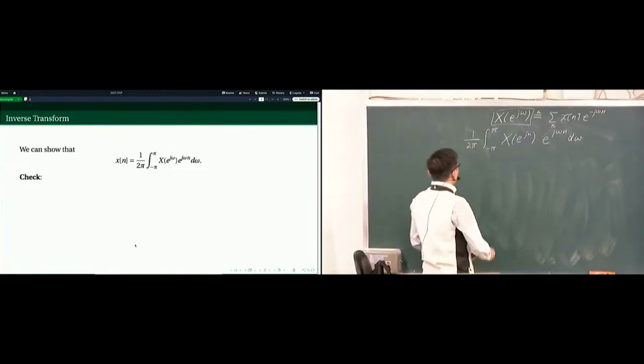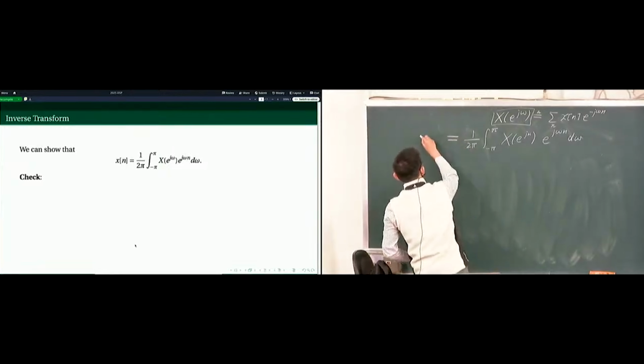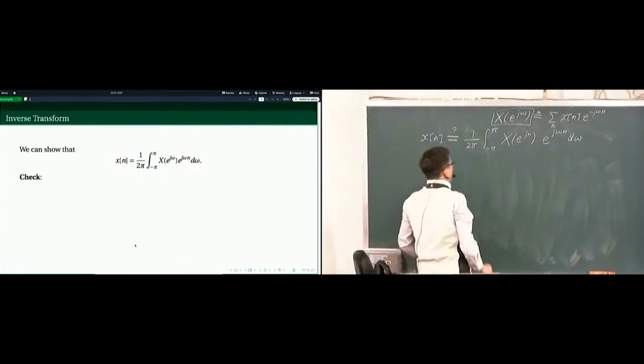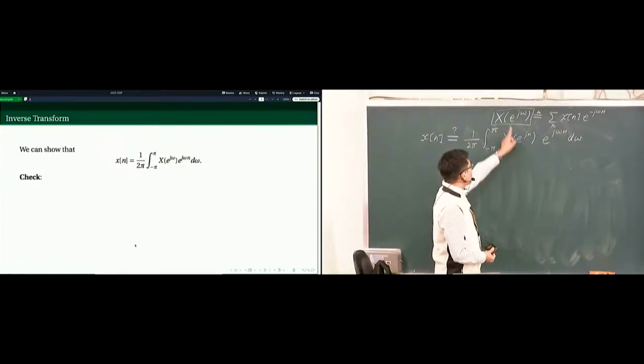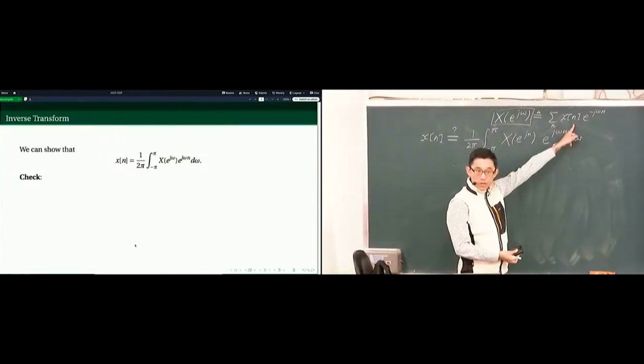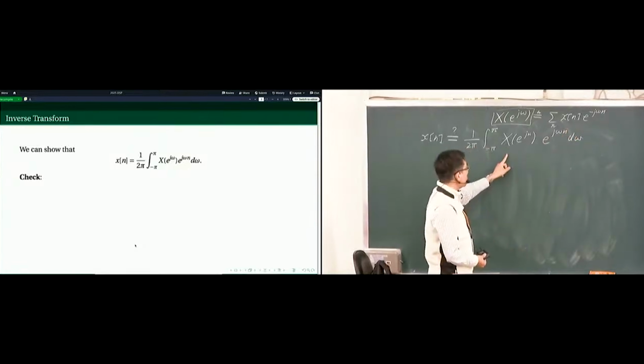But we want to check, does the equality really hold? Because if it holds, then this defines an inverse transform. It takes us from the frequency domain back to the time domain. So I claim that this is correct, but we need to check.